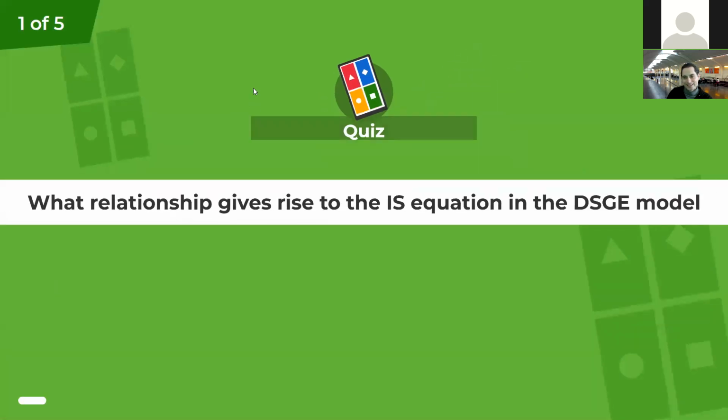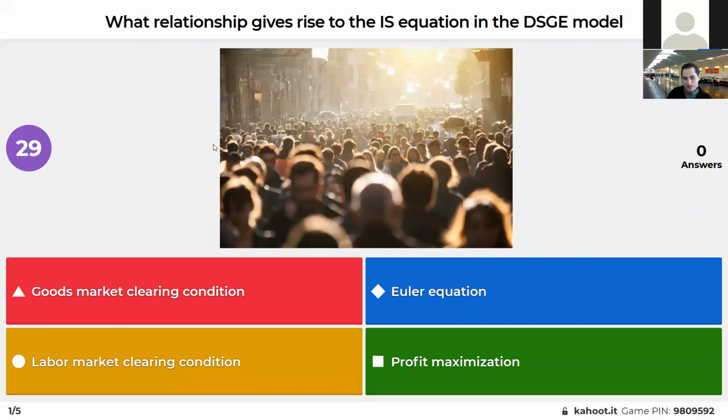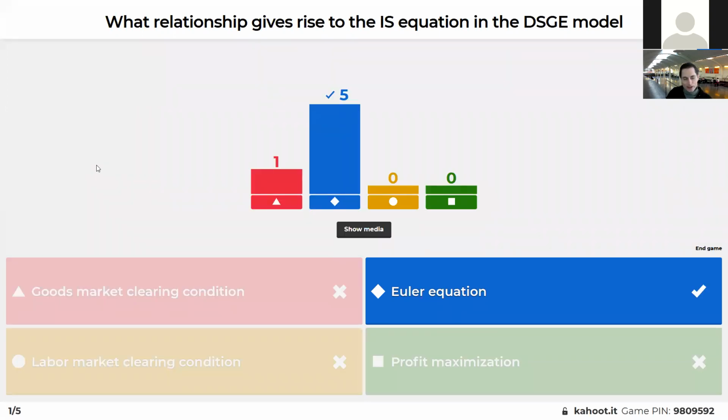What relationship gives rise to the IS equation in the DSGE model? Is it the goods market clearing condition, the Euler equation, labor market clearing condition, or profit maximization? Yes, it's the Euler equation.